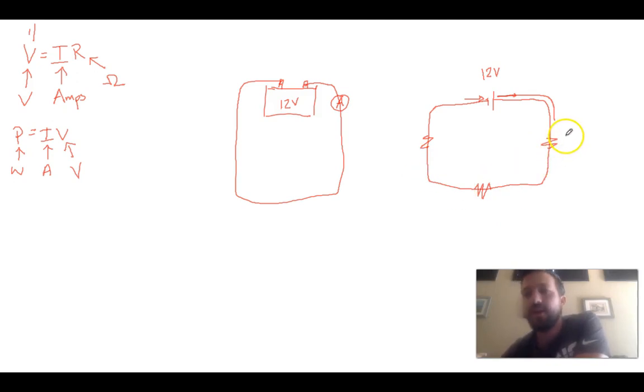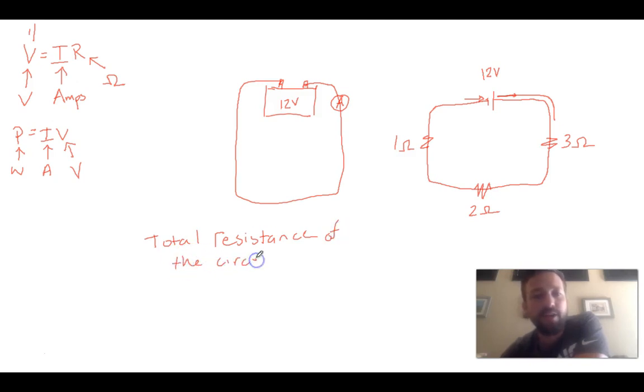Let's say this one has 3 ohms of resistance, this one has 2 ohms of resistance, and this one has 1 ohm of resistance. Let's say I ask, what's the total resistance of the circuit? This is going to be a really easy question. What's the total resistance? Well, we're in a series circuit. A series circuit just means that the electron has to travel through all of the resistors.